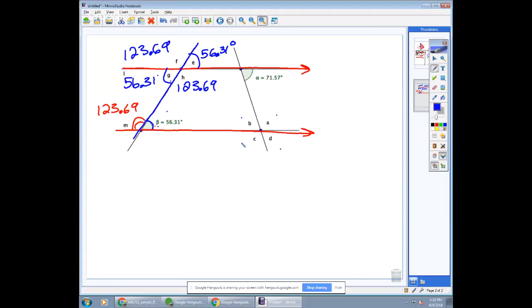So what is angle D then? What's the measure of angle D? 71.5. Yeah, so that is related to this line right here. And alpha and D are in the same orientation, so it's going to be the 71.57. Now, to get A, you do the same thing that you did to M. Subtract from 180, yeah, because that's on the other side of a 180-degree angle. So we take 71.57 from 180.